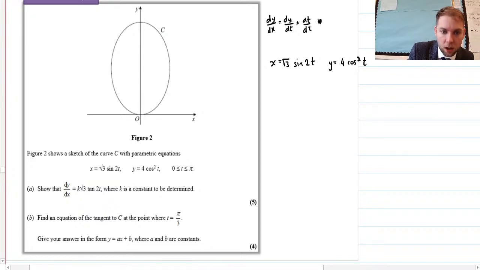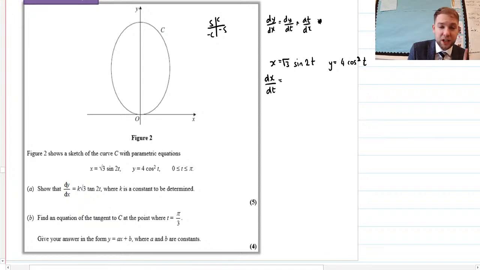So, dx by dt is equal to, so remember, we can differentiate sine. Now, we've got sine 2t, so there are actually 2 layers here. We have to use the chain rule for this as well. So, let's write down our differentials: sine, cos, minus sine, minus cos. So this one here, root 3 sine 2t.